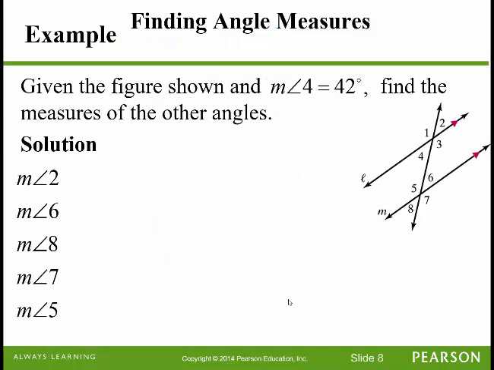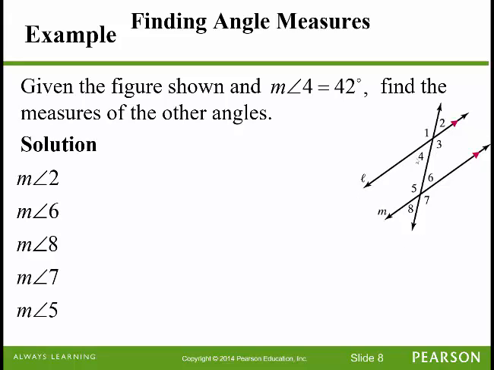All right, let's do an example about finding angle measures here. All we know here is, given the figure shown and the measure of angle 4, so this one right here, the measure of angle 4 is 42 degrees. Find the measure of the other angles. We also notice here that line L is parallel to line M.